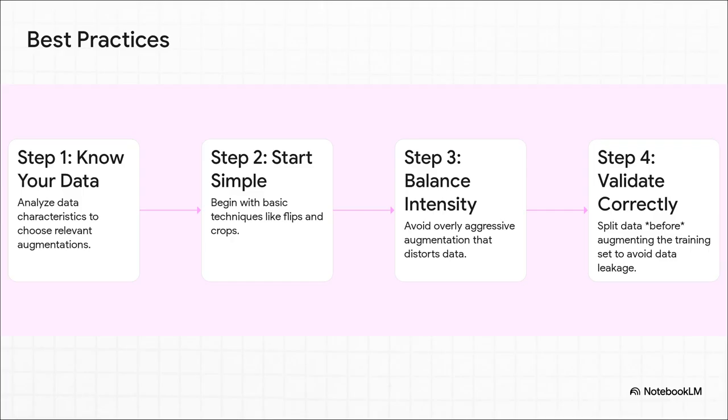Here are a few pro tips. First, you've really got to know your data. For example, don't horizontally flip images of the number 6 and expect it to work for the number 9, right? Second, start simple. Flips and crops are your best friends. Don't go crazy right away.